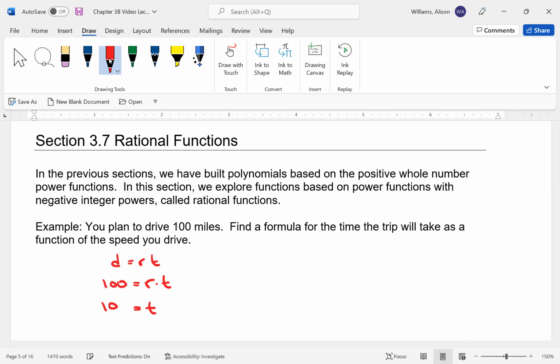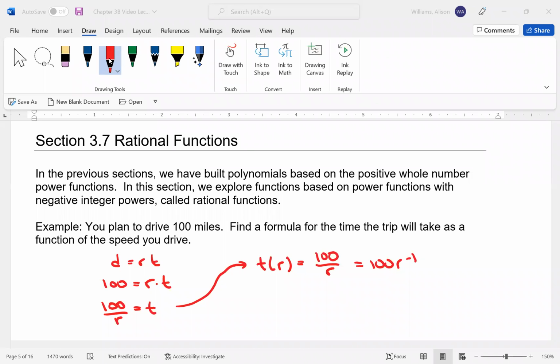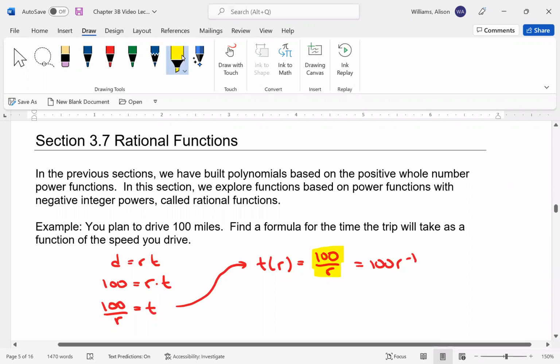which means I would divide by r on both sides. So t equals 100 divided by r. And we could think of this as a function, t of r equals 100 over r. Or another way of writing that would be 100 times r to the negative 1. So this simple example demonstrates a rational function, the fact that it can be written as a fraction, and it really is represented as a negative exponent.